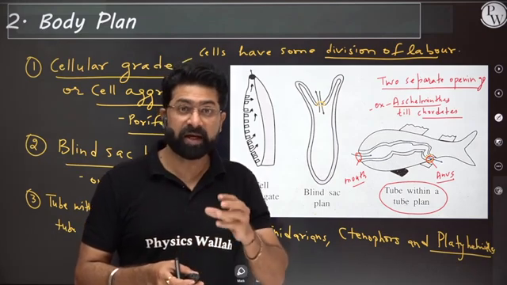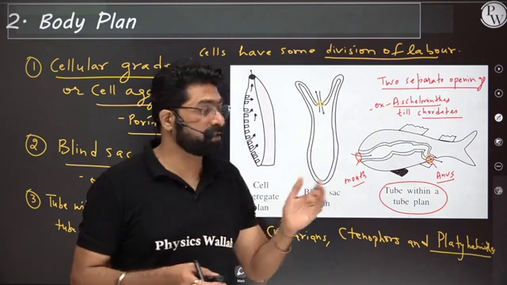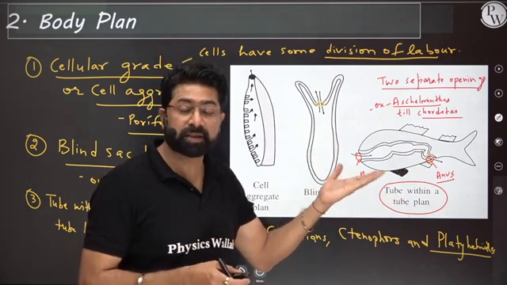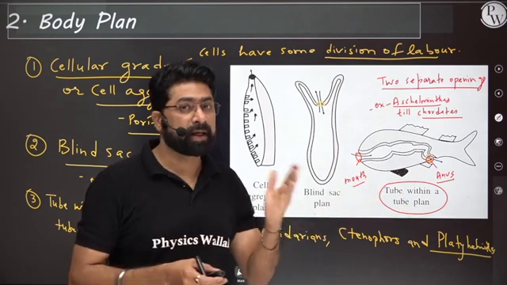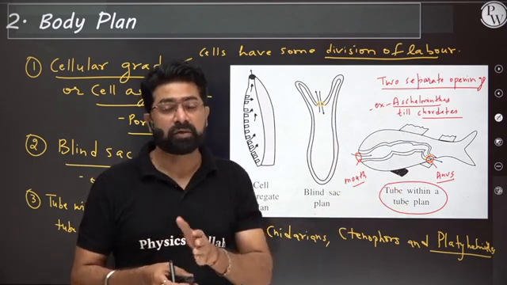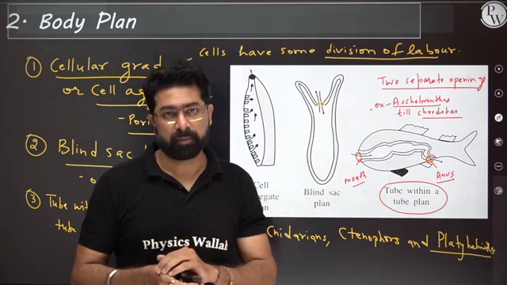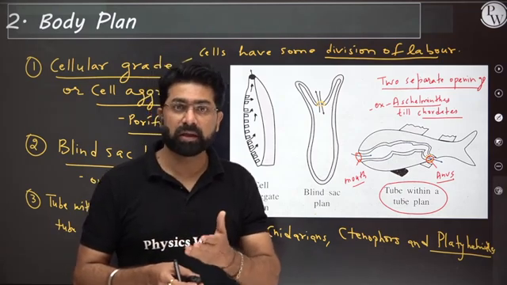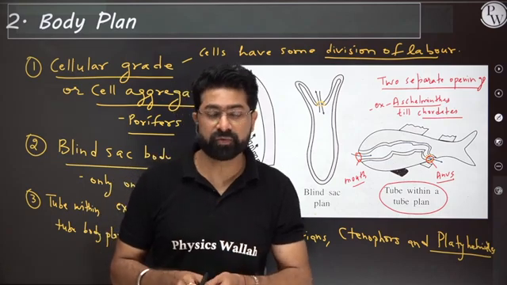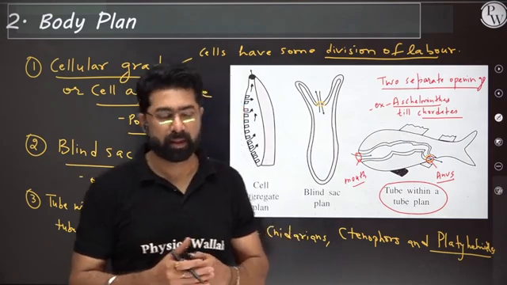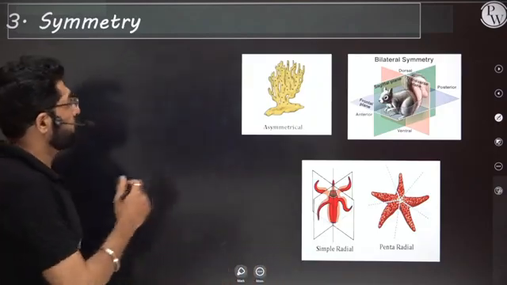So the opening of that primitive gut is called the blastopore. If the mouth forms first from the blastopore, it is protostomia. But if the anus forms first from the blastopore, that is called deuterostomia. So we humans are what? Write in the chat box. We are deuterostomes or protostomes? Write it. So let's see now.